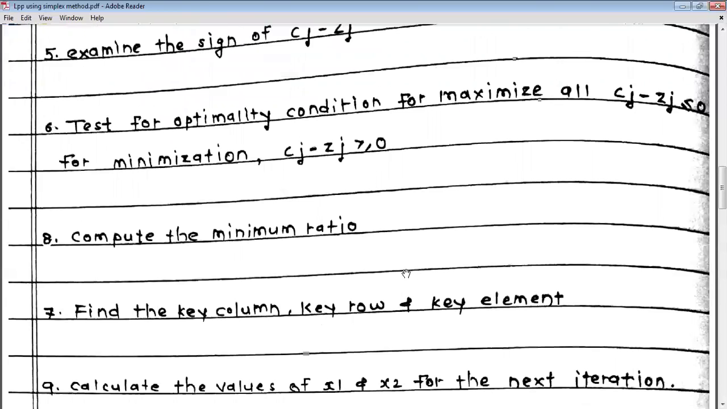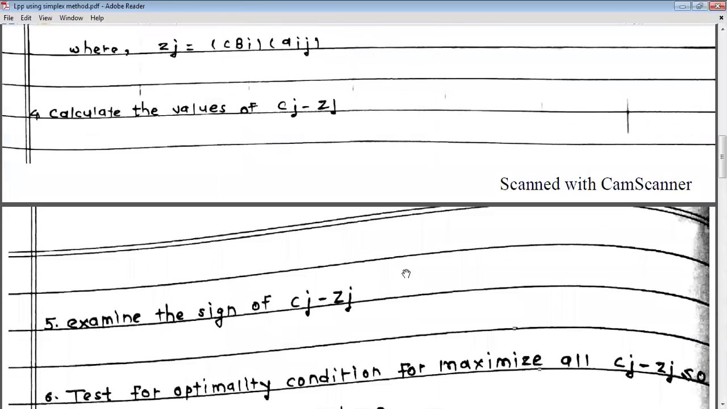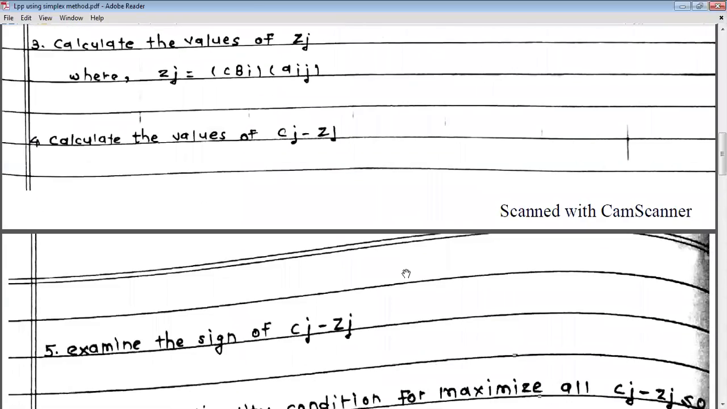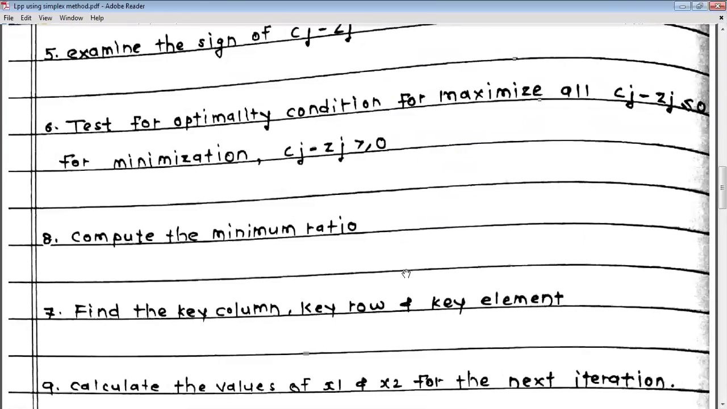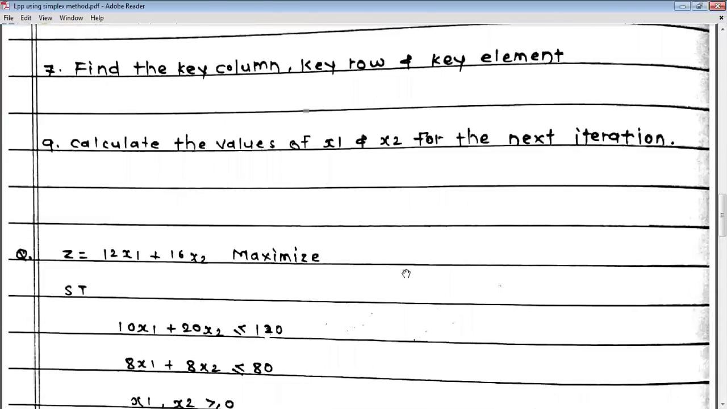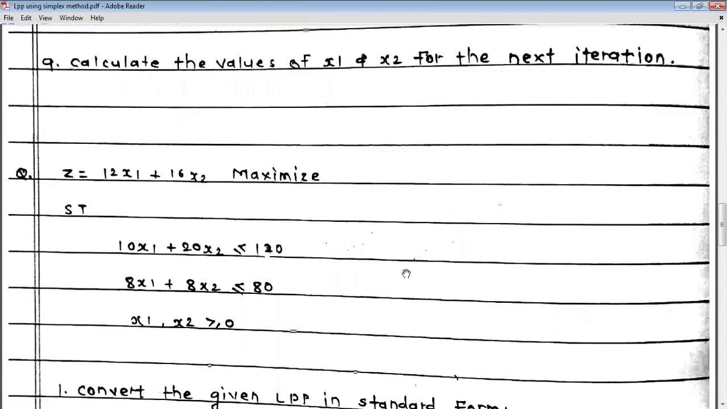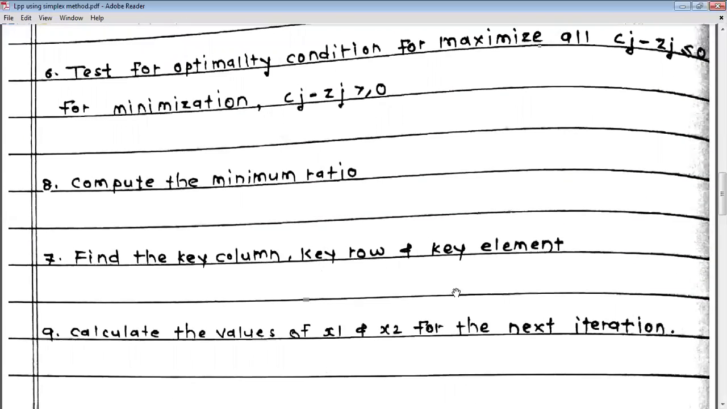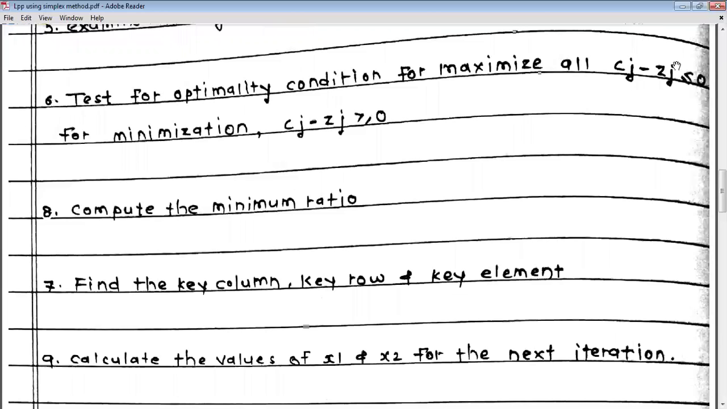I hope these are the basic steps. I'll be sharing this PDF with you, so you will understand what steps are involved. Now let's see the problem for today on the simplex method. I'll be covering a maximization problem today. You have to remember that in a maximization problem, the condition is that Cj minus Zj will be less than or equal to 0.